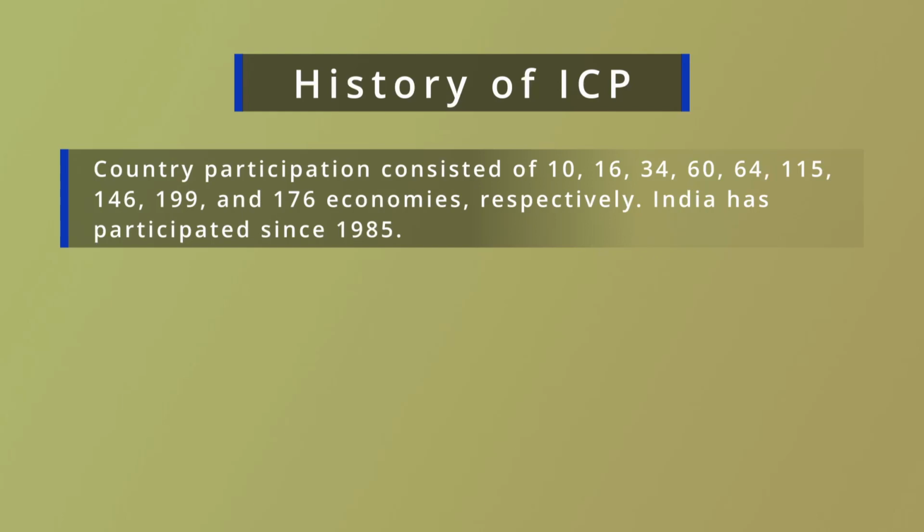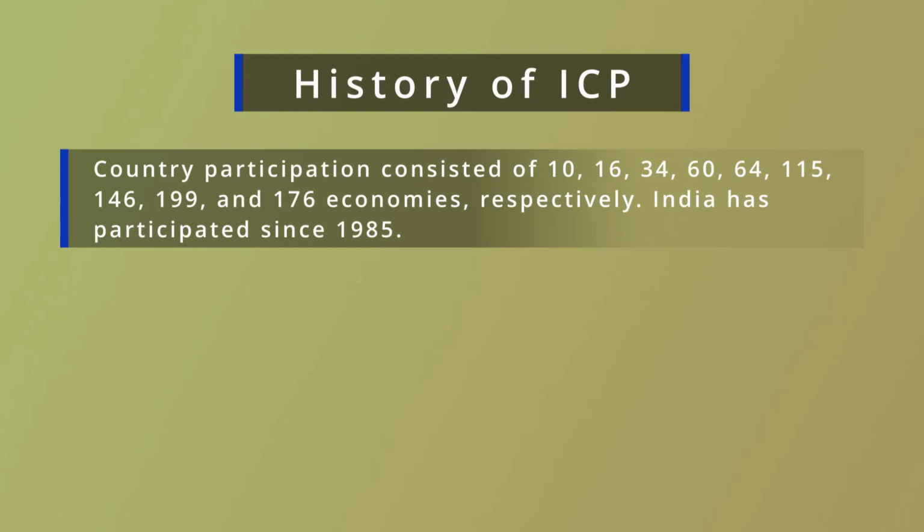In the early years, in the 1970s, the number of participating countries was only 10, which gradually increased to 146 in the year 2005. And in the year 2011, the number of participating countries was the maximum, 199. But in the latest year, 2017, the number of participating countries was 176. India has participated in this ICP, International Comparison Program, since 1985.